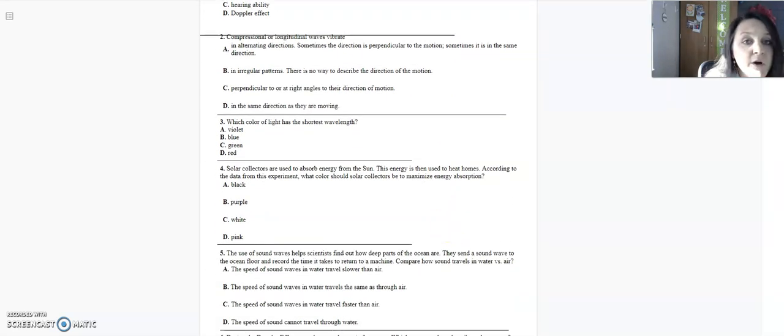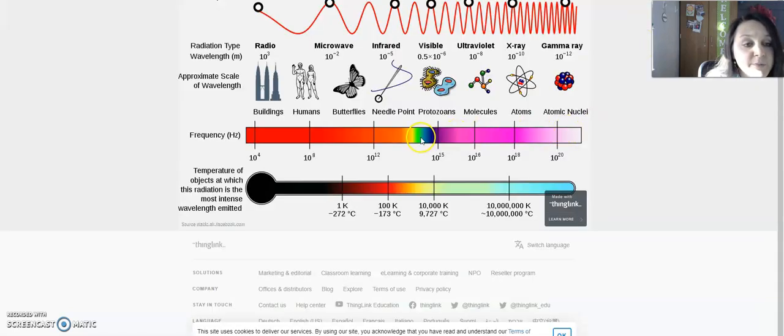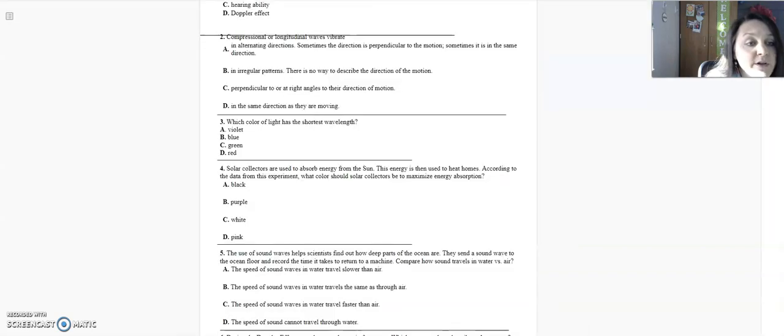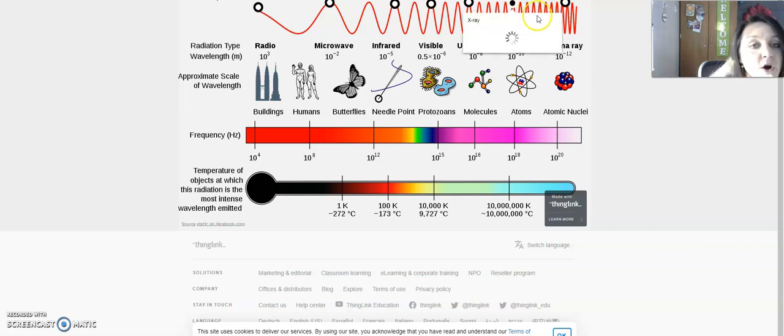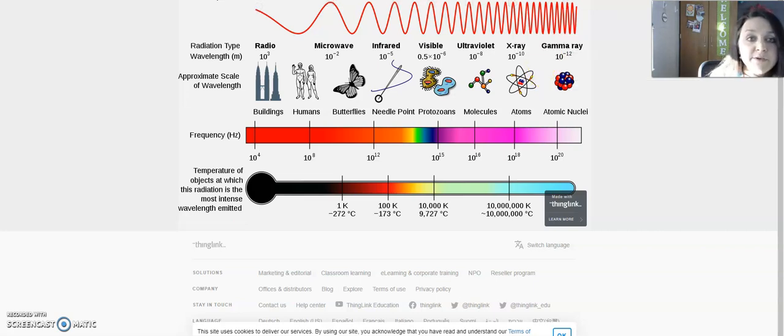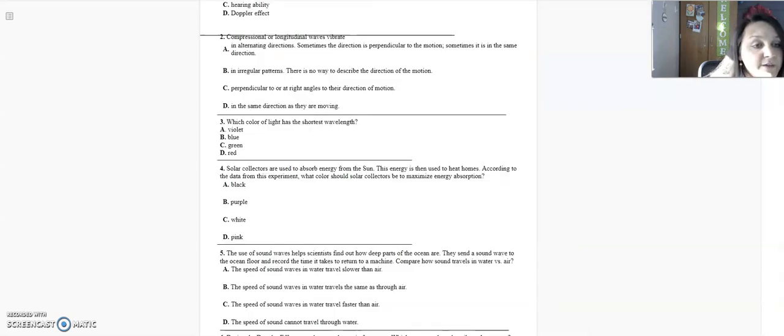All right, what color of white light has the shortest wavelength? So if we look at your electromagnetic spectrum, your visible light is in the middle. And it says what color has the shortest wavelength. So we know our shorter wavelengths are over here. Shorter wavelengths are on the right hand side. You can see they're really close together. So which color would have the shortest wavelength? Well, if you remember Roy G. Biv, the farthest to the right is the V. So violet would have the shortest wavelength.